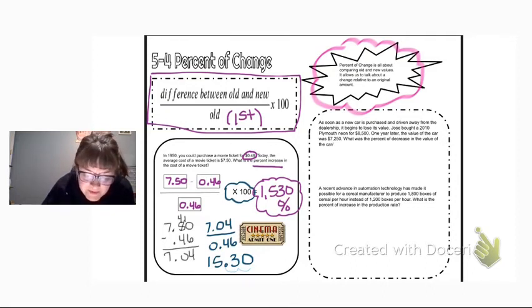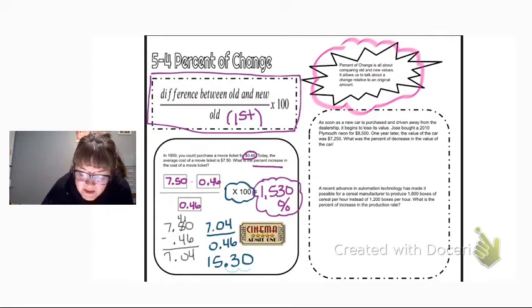Okay, next one. As soon as a new car is purchased and driven away from the dealership, it begins to lose its value. Jose bought a 2010 Plymouth Neon for $8,500. 1 year later, the value of the car was $7,250.